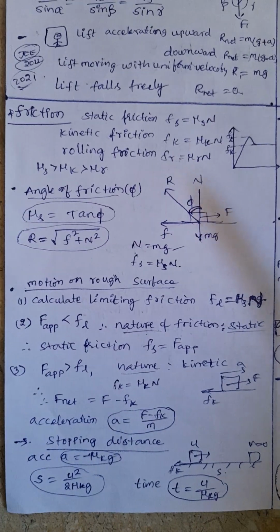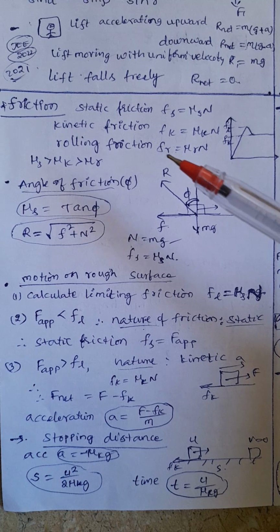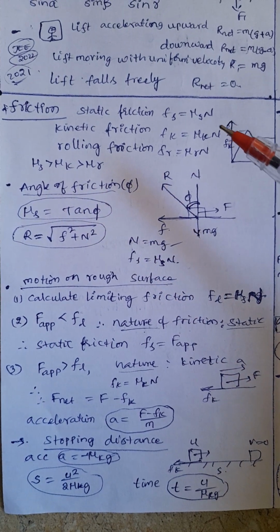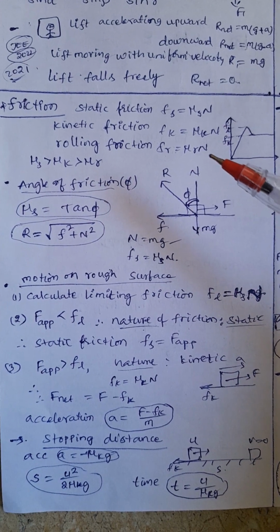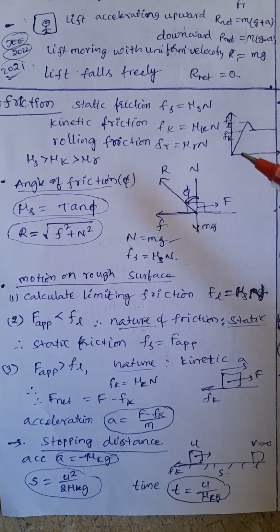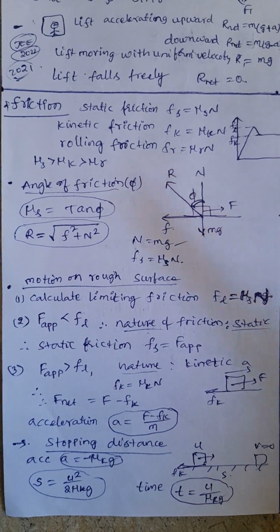So friction force: static friction, kinetic friction and rolling friction. Fs is equal to mu s N, Fk is equal to mu k N, and Fr is equal to mu r N. Static friction is always greater than kinetic friction, you can see in the graph.